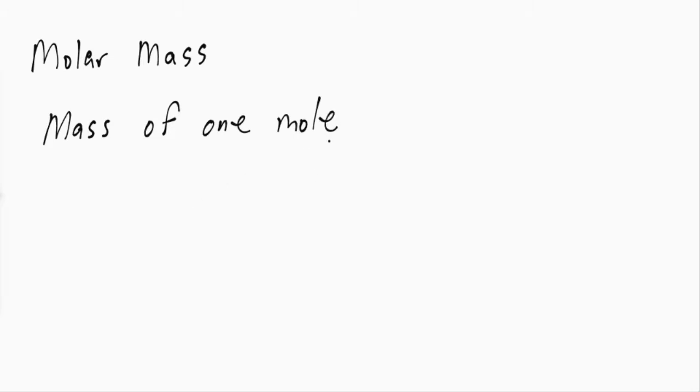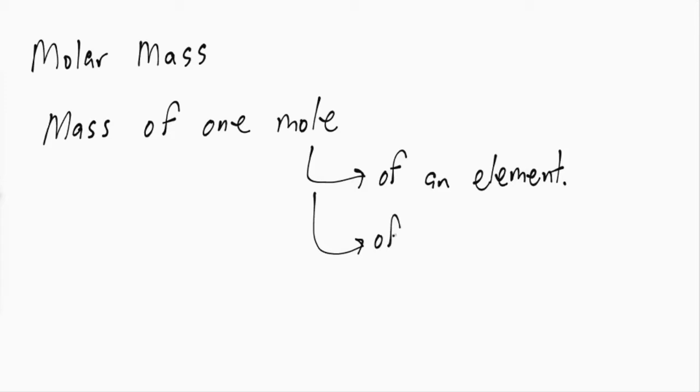Well, it could be the mass of one mole of an element, like hydrogen or iron or gold, or it could be the mass of one mole of a compound, like carbon dioxide or glucose. Now, it's important to understand that every element has a characteristic mass. I'm just writing down a few different elements here. Just like every compound will have a characteristic mass.